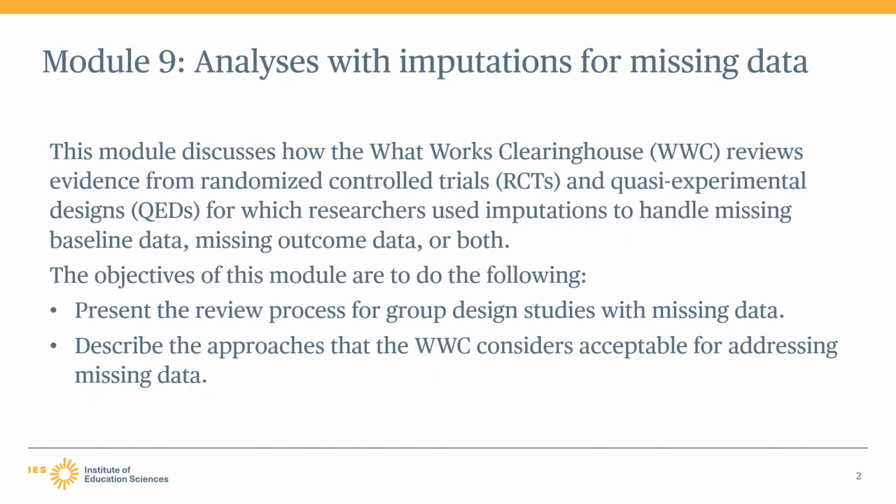This module focuses on the WWC's procedures and standards for reviewing group design studies, where researchers used imputations to handle missing baseline data, missing outcome data, or both. We will describe the approaches for handling missing data that the WWC considers acceptable, and we will discuss how the WWC's study review process will vary depending on the type of missing data that study authors imputed.